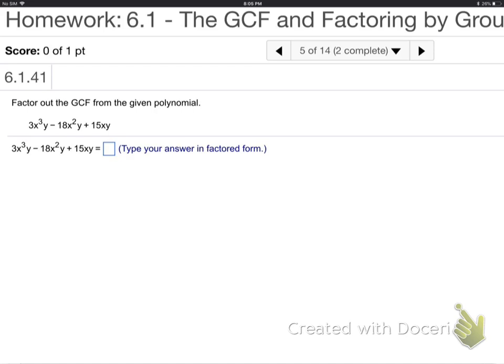All right, so what goes into all three of those? What number? 3. Yeah, 3 goes in those. Check your calculator. If you're rusty on some of those times tables, just use your calculator. 18 and 15 do divide by 3 evenly.